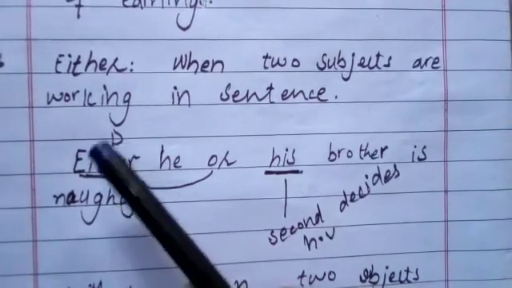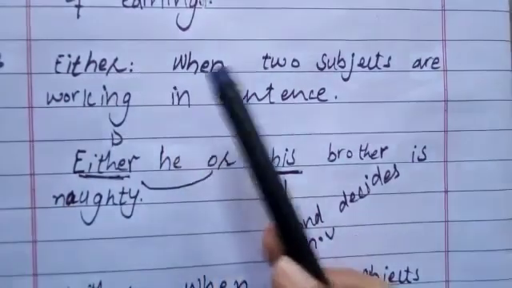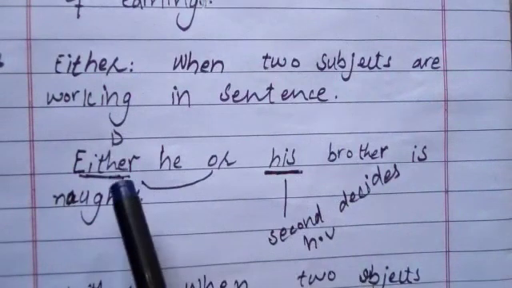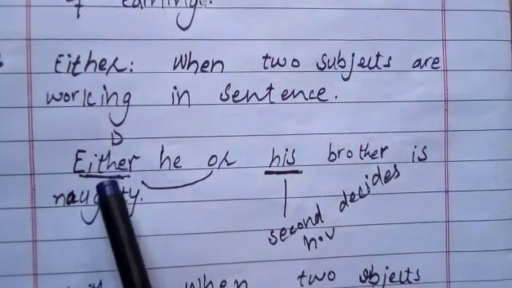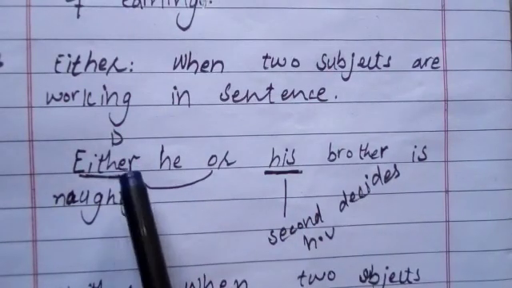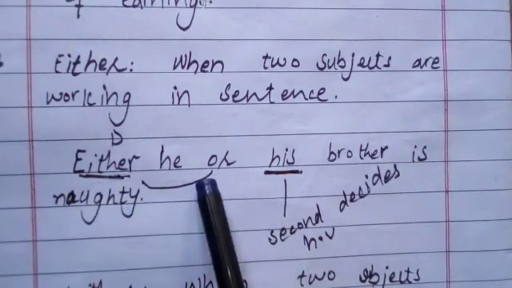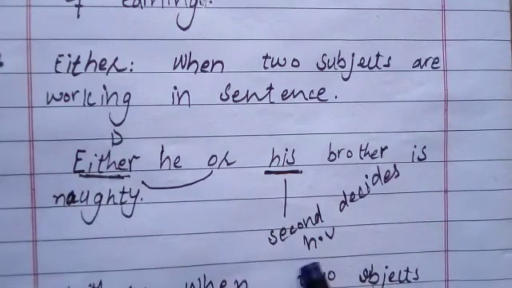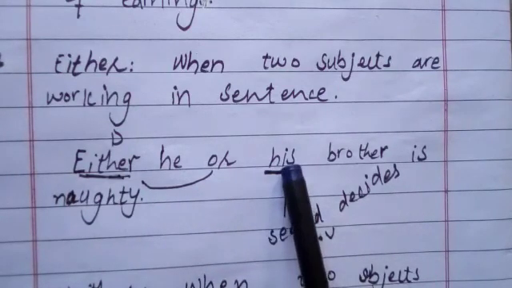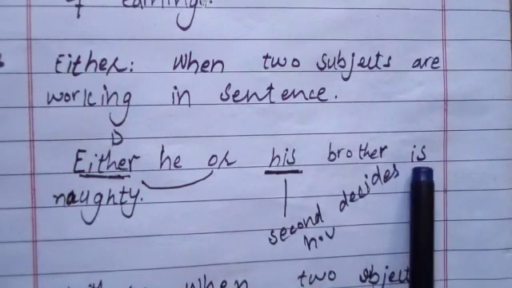And sixth class either, this is also a determiner. We can use it when two subjects are working in the sentence. It means when two subjects or nouns are working in a sentence, either pair is or, like either he or his brother is naughty. It means उसका भाई और वो काम कर रहे हैं सेंटेंस में, either pair is or, and they are working in a positive sense. And either second pronoun decides the helping verb in a sentence, like according to his, we have written here is.